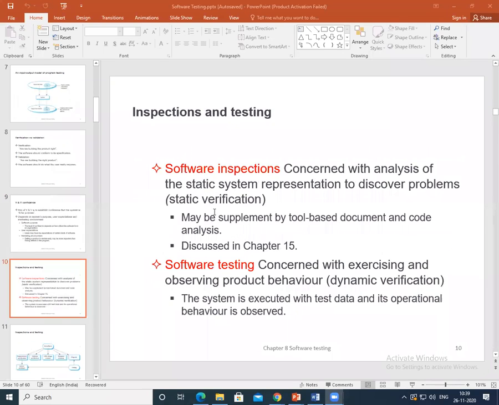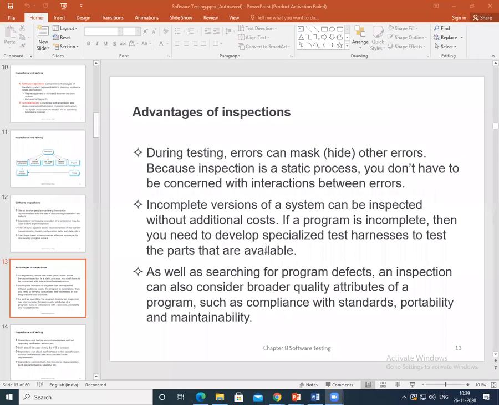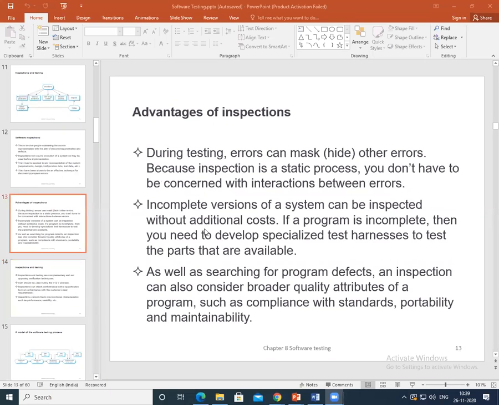So I have discussed V and V confidence. What is the meaning of verification and validation, and the static process? Today we see the difference between software inspection and testing. Inspection is a static process. Software testing is a dynamic process. This diagram shows what inspection is, a comparison of inspection over testing, and the advantages of inspection over testing. So you could see the major advantages.